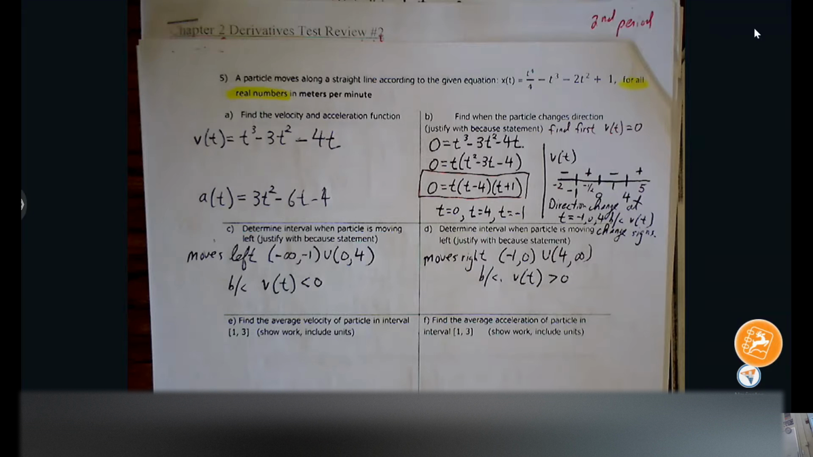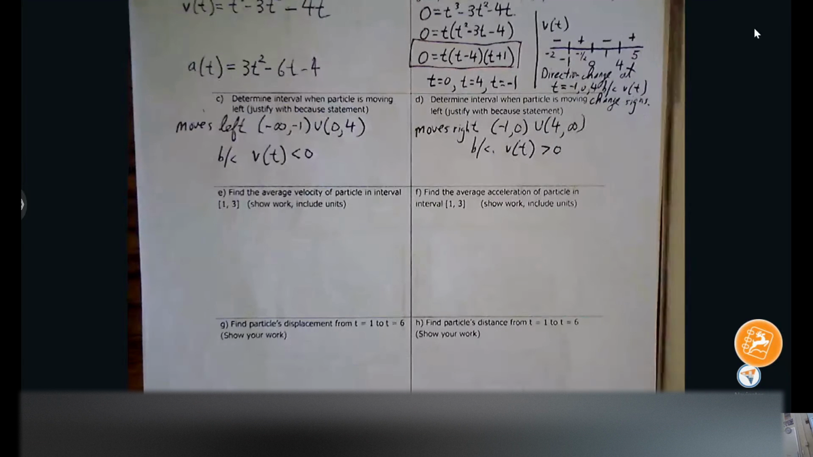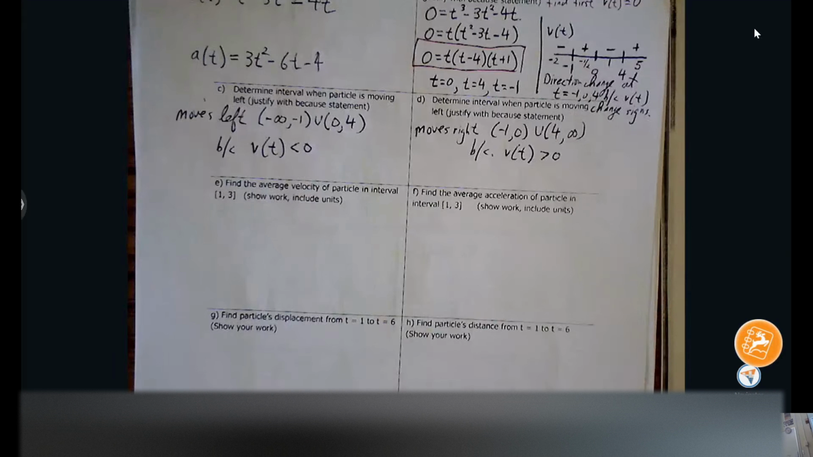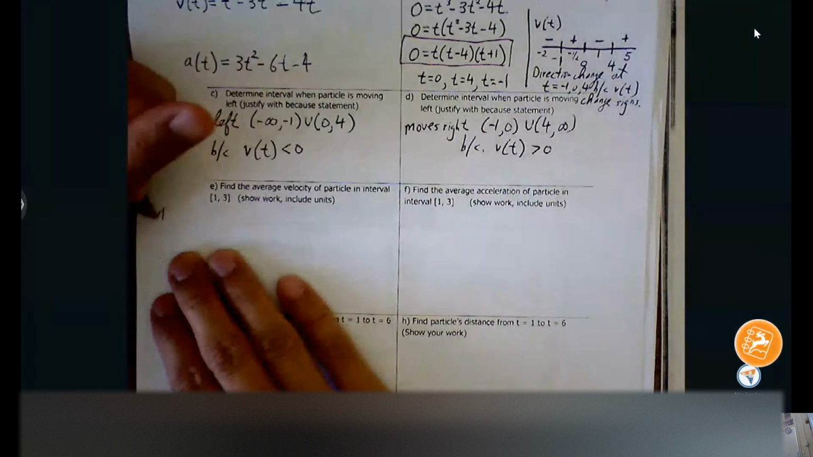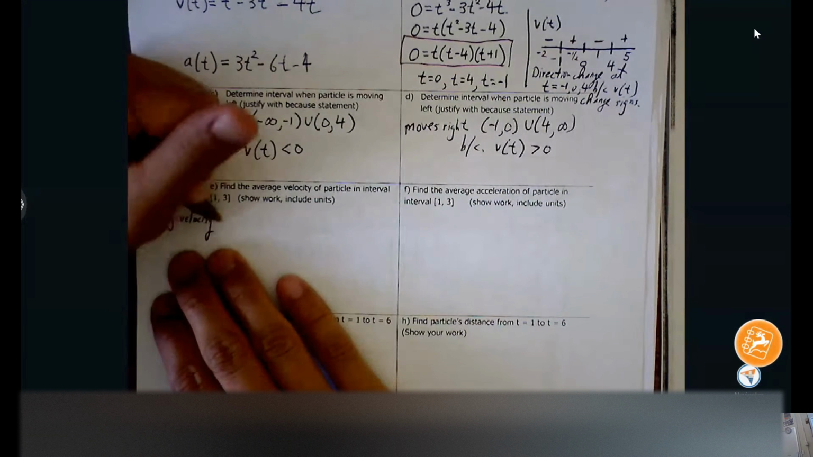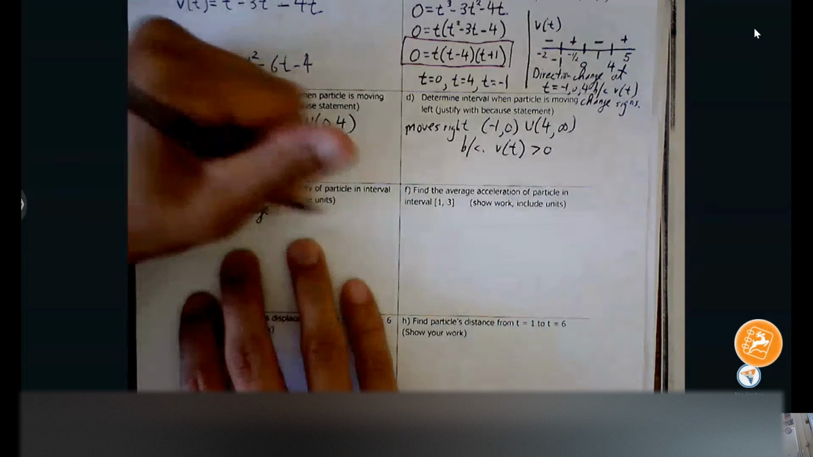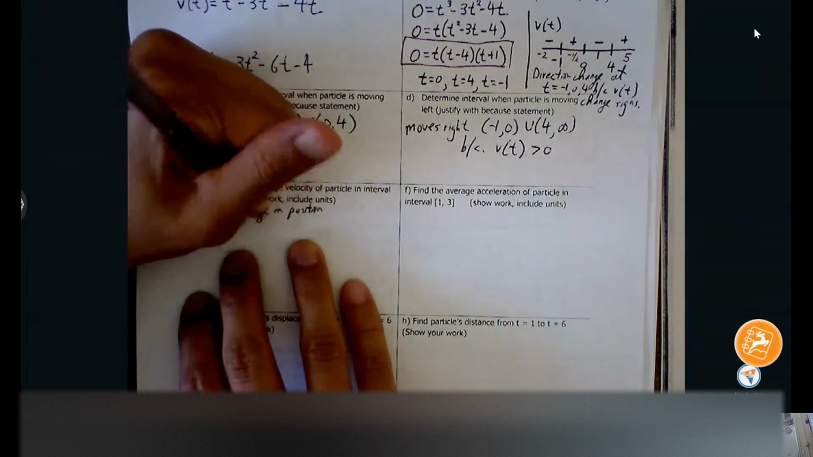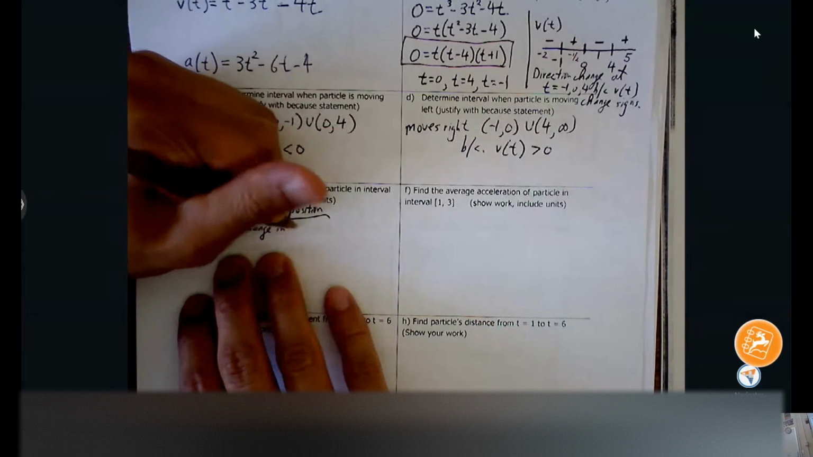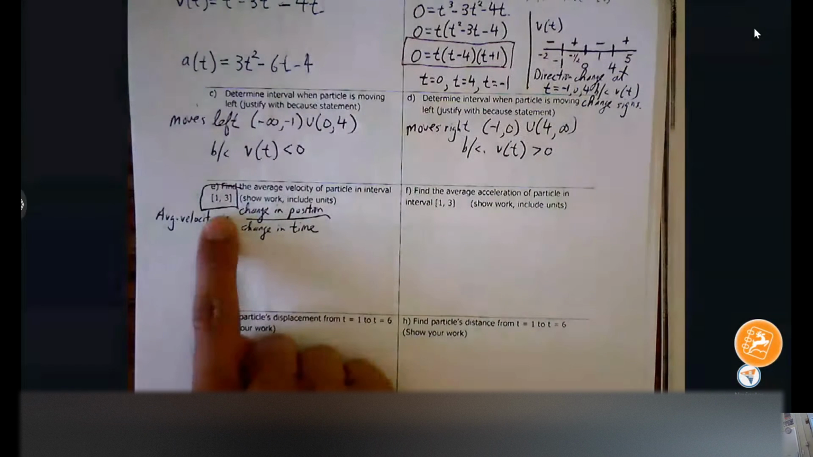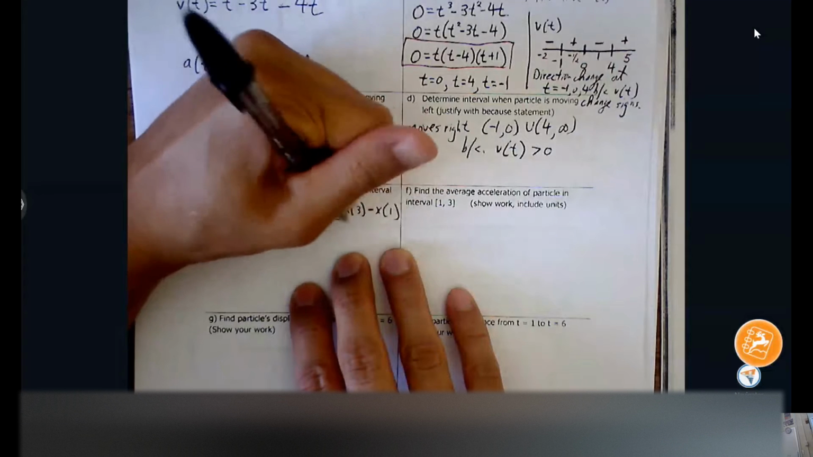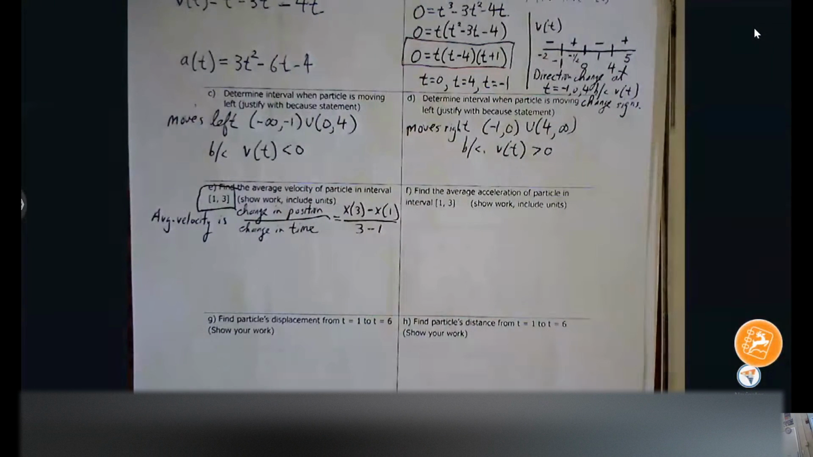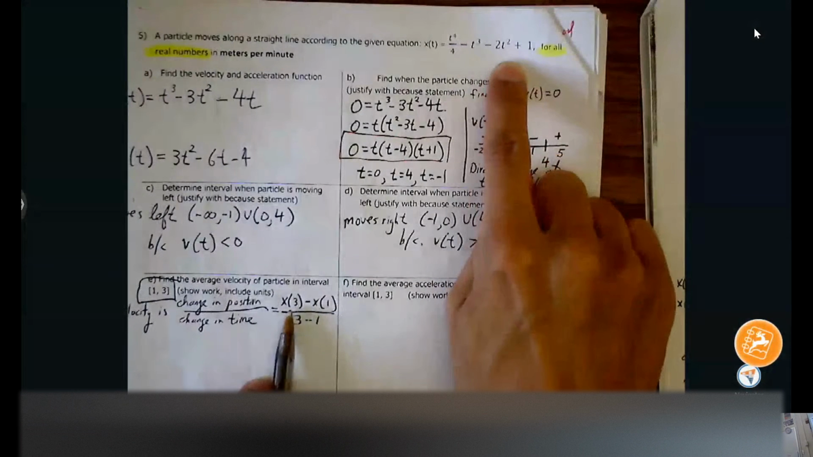Okay, for part E, find average velocity. So how do we interpret average velocity? Right, change in position over change in time. We don't touch velocity. I think that's the hard part to get over here. It's the change in position over change in time. We have our endpoints. So we'll do x of 3 minus x of 1 over 3 minus 1. Use our calculator to figure out our positions at 1 and 3 seconds.